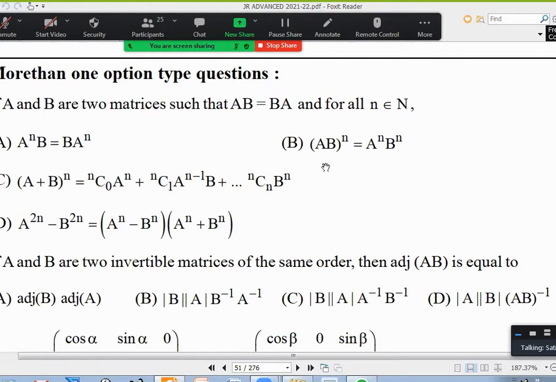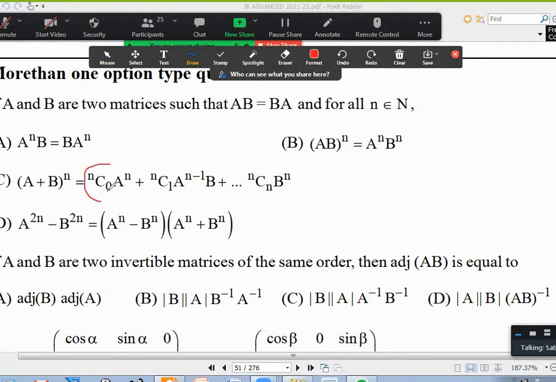First one, more than one answer. Anybody any doubt? No, sir. Option C, don't worry, it's something like the binomial theorem. You may not know what is NC0, NC1, NCN and all that. But as long as A, B, and option D are clear, it's okay. Is it all right, the first one? Yes. Okay.